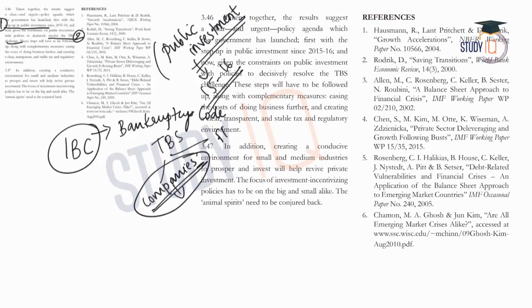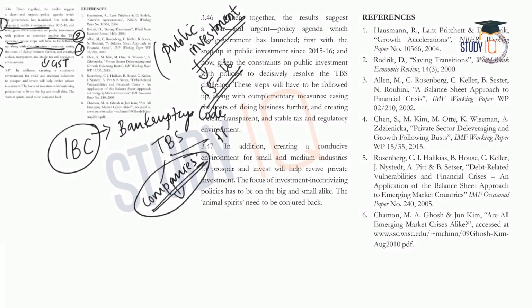And thirdly, complementary measures have been taken by the government, like easing the cost of doing business, then creating a clear, transparent and stable tax regime like the GST, a stable regulatory environment, etc. So these are the complementary measures taken by the government in order to boost investment. This will not only boost investment from within the country, or domestic investment, but this can also attract foreign investment into the country. So this has been done by the government.